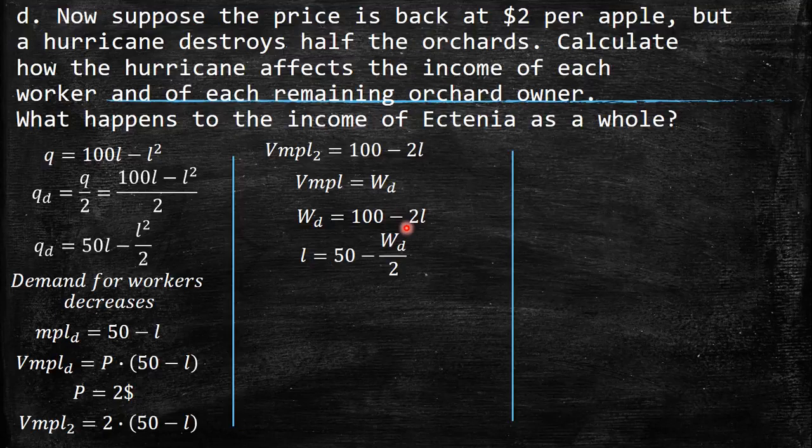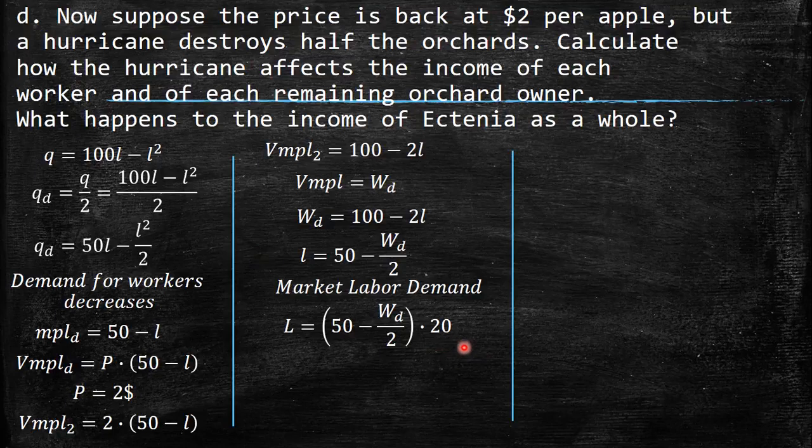Then you collect L. What you have here is you collect this to the left, W to the right with minus, and you divide everything by 2, then you have L equal to 50 minus WD over 2. Then for the market labor demand, you need to multiply by 20. This is the number of owners of orchards. Even though the territory is half, you assume that there are still 20, just like the territory is half. Then you multiply, and you have this. This is the new labor demand curve, which naturally, if you graph it, should be lower than the previous one. Then L is equal to 200, the workers remain the same, remember it's an inelastic curve.